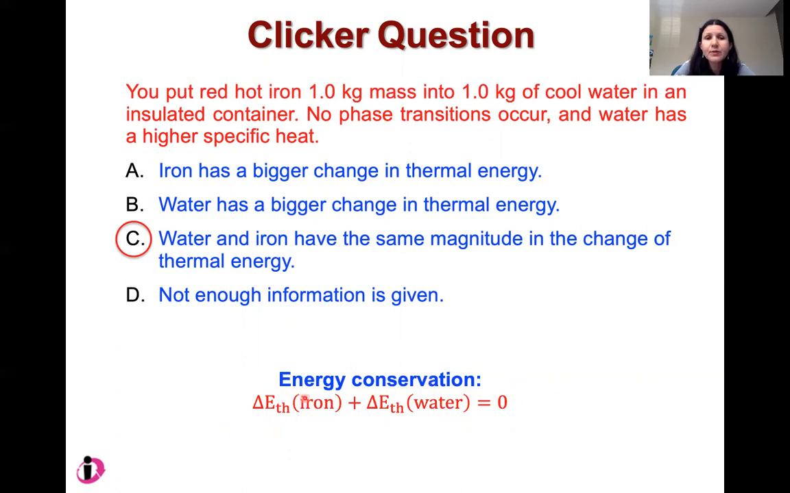Because this question had nothing to do with specific heat, it just asked you directly about thermal energy. To answer this, we just have to think in terms of conservation of energy. And because only two energies are involved, they have to be equal and opposite. This word magnitude just means the actual absolute value. Yes, one is positive. The water will be positive because it's colder. The iron will be negative, but they have to have the same value. So if this is 10 joules, this is minus 10 joules. So the magnitude is the same. Magnitude just means absolute value, ignoring the minus sign.